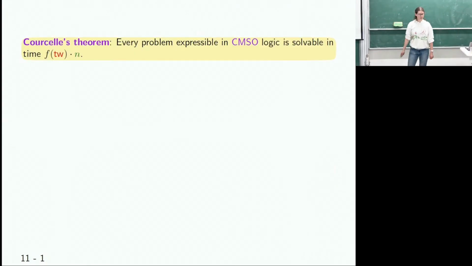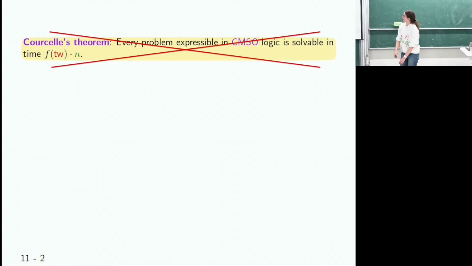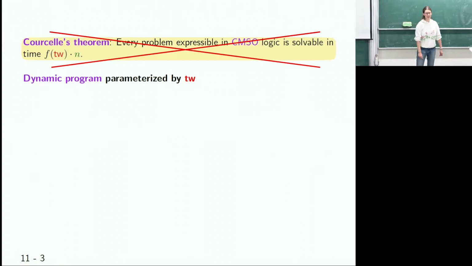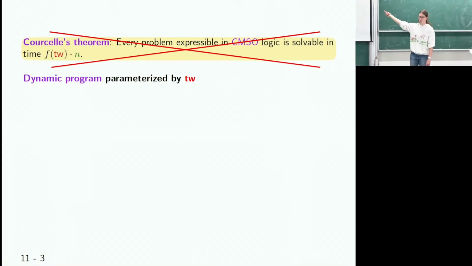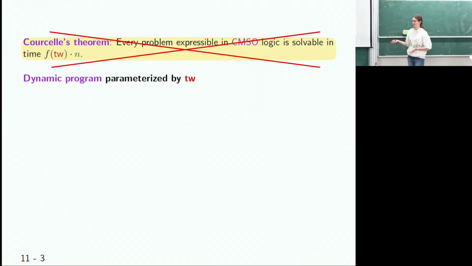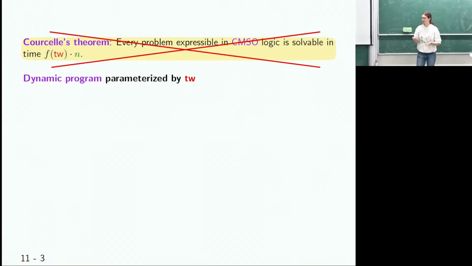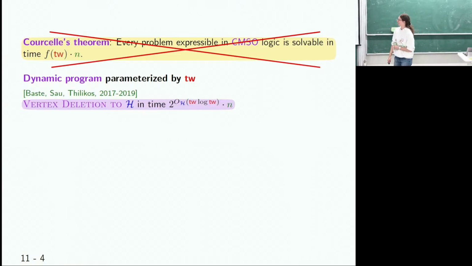So we cannot use this theorem if we want to optimize as much as we want the parametric dependence in k. And so instead, we will do dynamic programming. And I believe this is the reason most people don't try to do optimization of graph modification problems, because they just don't want to do the dynamic program. Yes.